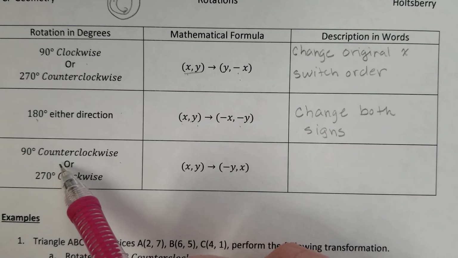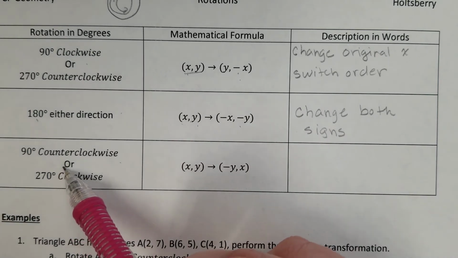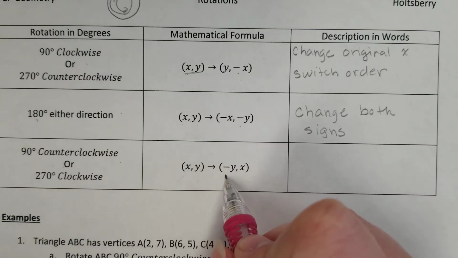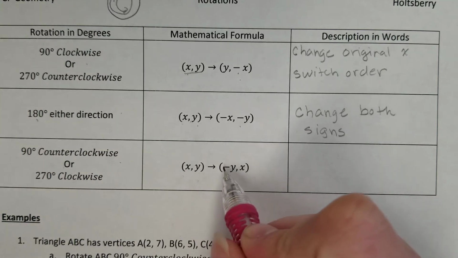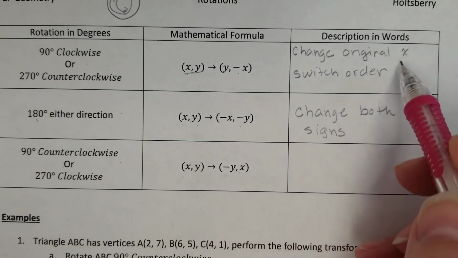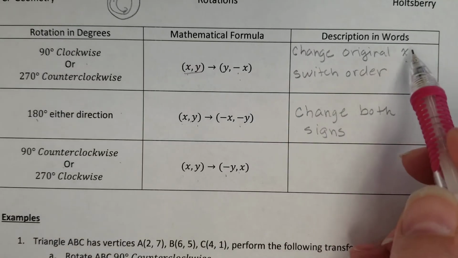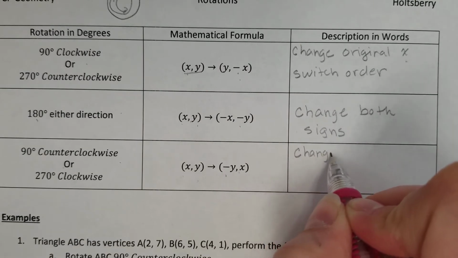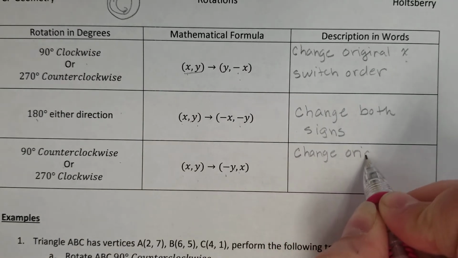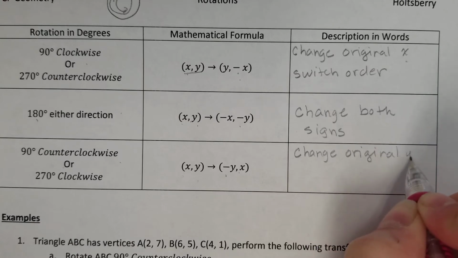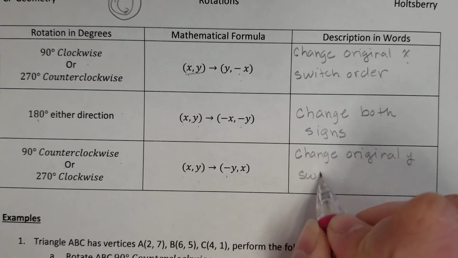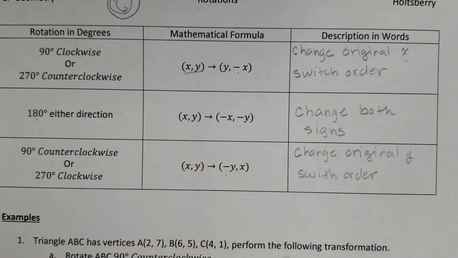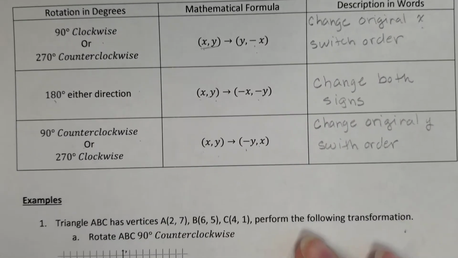Right? And then to do 90 degrees counterclockwise, you take your original point, you change the sign of the original y, and then you switch their order. So it's just the same as this one, except you change the y instead of the x. So we change the original y and then switch their order.